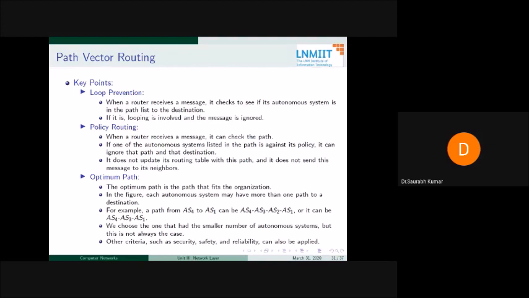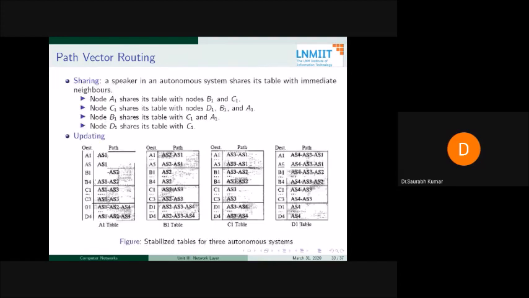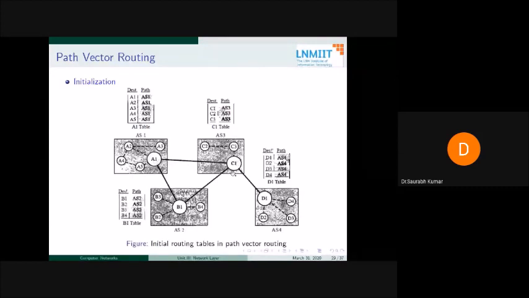Then third, there is the optimum path policy. How can the optimum path be defined? It is basically the path that fits the organization. When network designers create the autonomous systems, they are created on the basis of what kind of path the organization wants to traverse. If an organization says the distance doesn't matter but the quality of the link matters, in that case A1 can go to C1 not directly but via B1, because A1 finds that the link from A1 to B1 is good, and then B1 will forward it to C1. But if A1 finds that reaching C1 directly is somewhat difficult because of link issues, it will not do so.